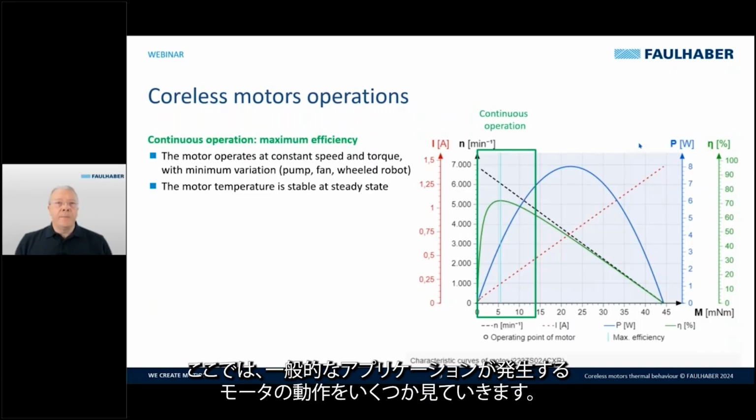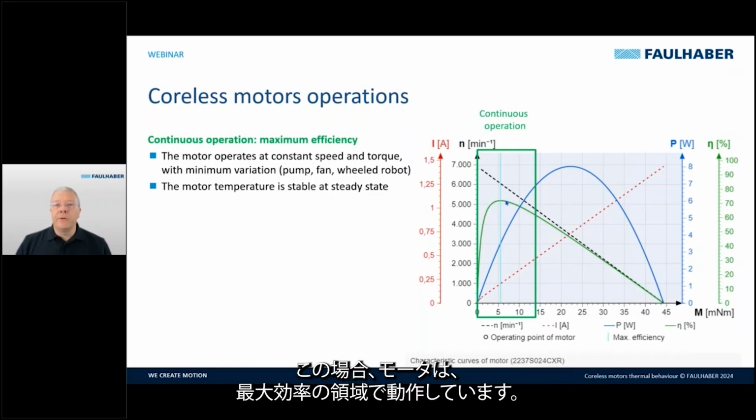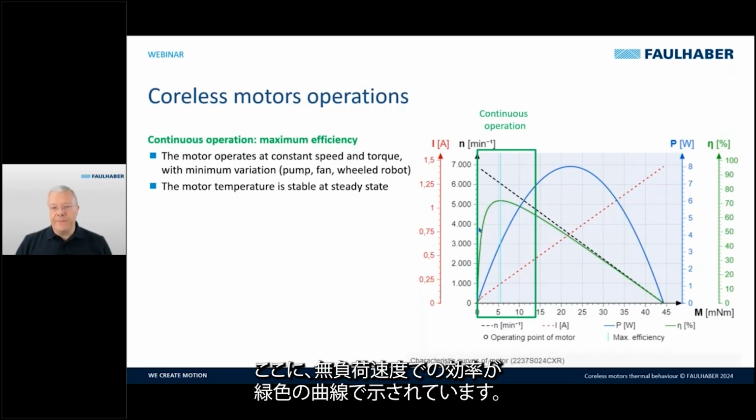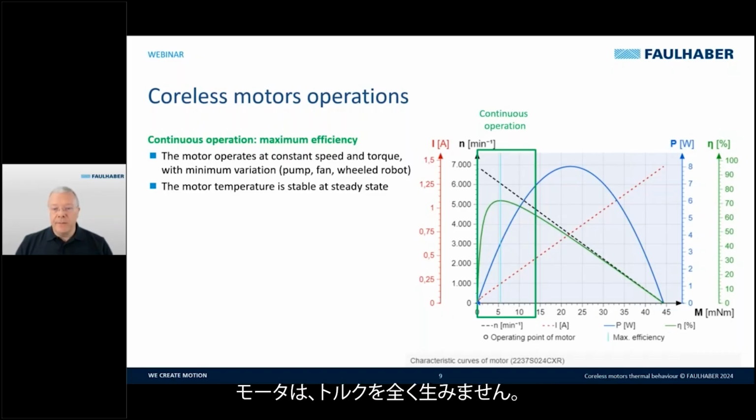Here we see some motor operations that typically happen in applications. The first one is the continuous operation, where the motor is operating in the maximum efficiency zone. You can see here the efficiency is this green curve. At the no load speed, so without any load applied, the efficiency is zero. The motor does not deliver any torque.